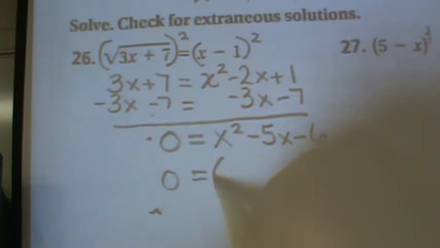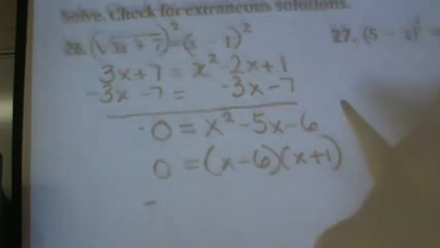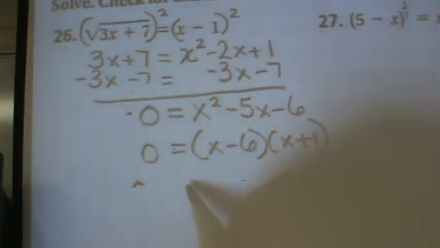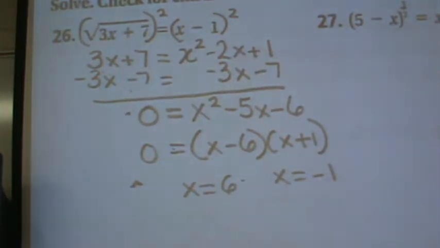And when you factor this, you should get x minus 6, x plus 1. So your two possible solutions are 6 and negative 1. A lot of people say 3 and 2 because 3 times 2 is 6, but it adds to be 5, but the signs don't match up. They don't work.